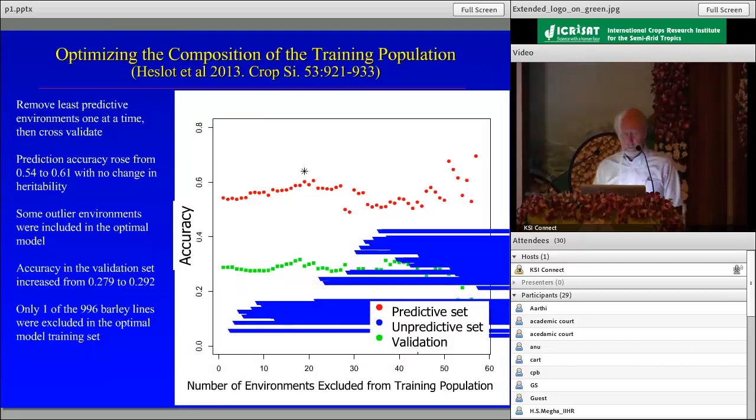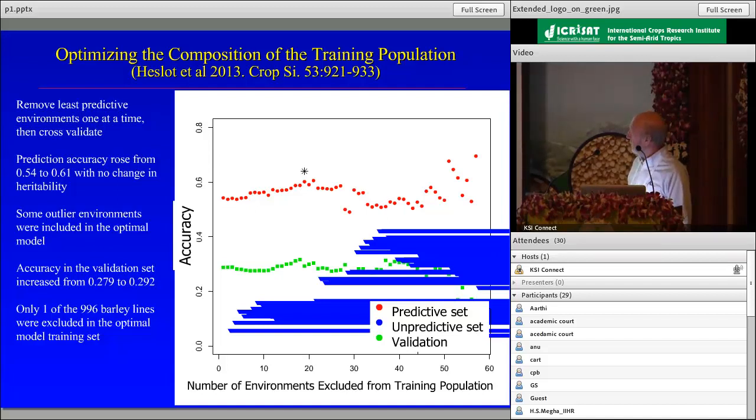This figure illustrates the results of that experiment. Up here is the predictive set. He started with 58 environments. Down here, the blue triangles are the unpredictive set, and the green squares are an independent validation set that came a year later. In the predictive set, he removed one environment at a time, and the prediction accuracy increased significantly up to 0.61, and then it began to decline again.